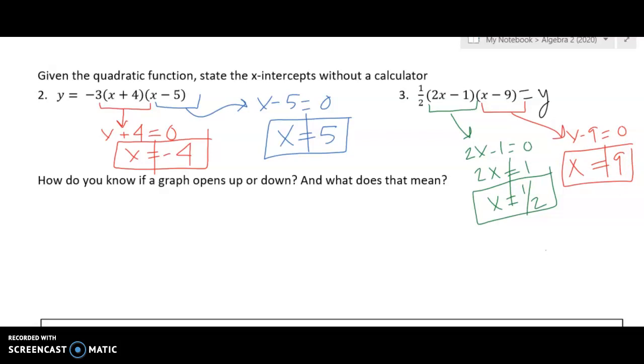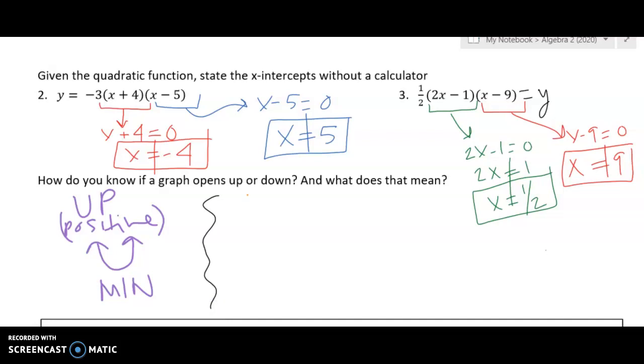Okay. This next part, how do you know if a graph opens up or down? What does this mean? We briefly talked about it yesterday with mins and maxes and things like that, but here's a little recap. If it opens up, the equation would be positive. The graph is going to look something like this little graph. If the graph looks something like this, it means that you have a minimum.